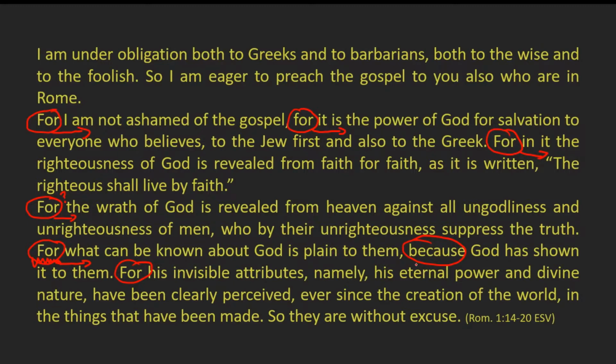Then we move on to because, which does translate the Greek conjunction gar. Why is it plain? The reason, God has shown it. Then we have one more. How has he shown it? Why is it plain? Well, the reason, humanity has always had a basic grasp of God's nature.